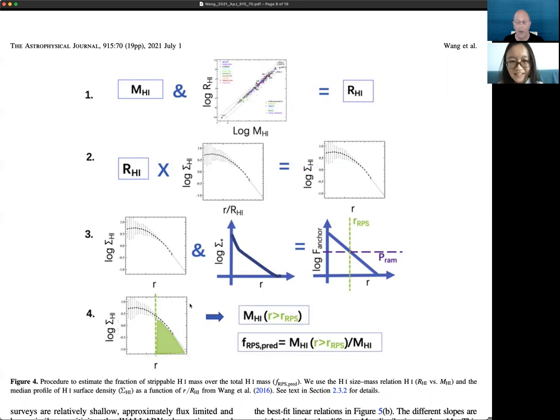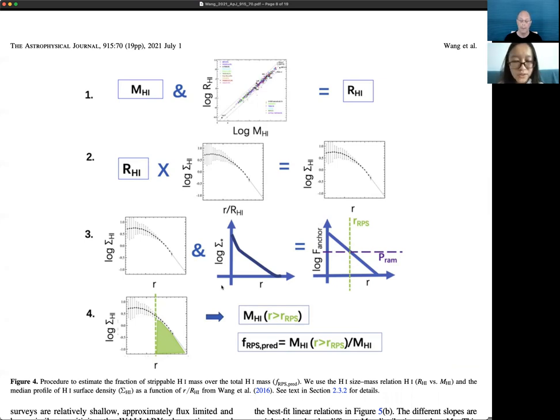And as we said, for the resolved galaxies, the profile deviates a bit from the median profile. So that causes a correction factor of around 1.4 for us to be multiplied to the originally calculated F_RPS to get a predicted value matched with the real value. We do such calibration with those resolved galaxies.